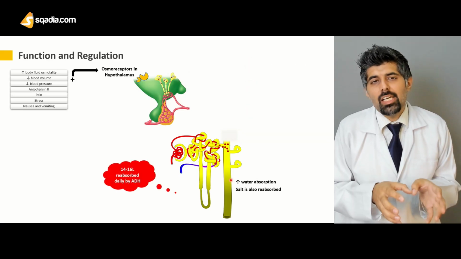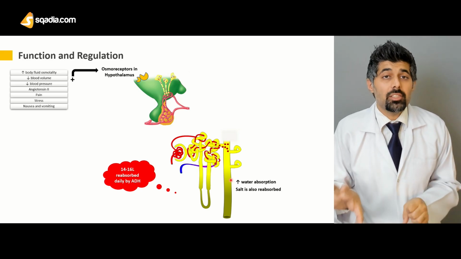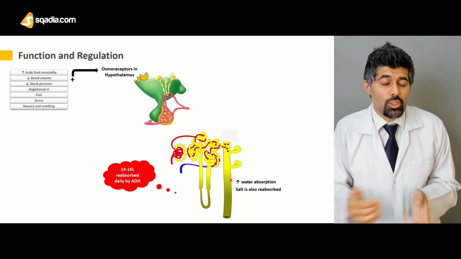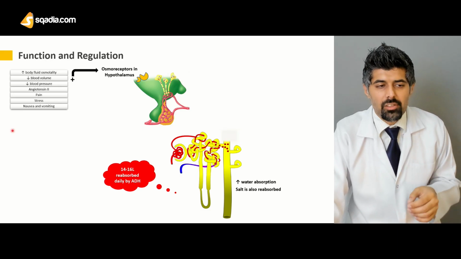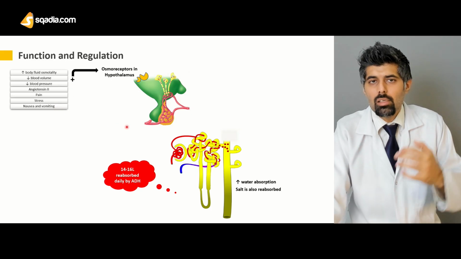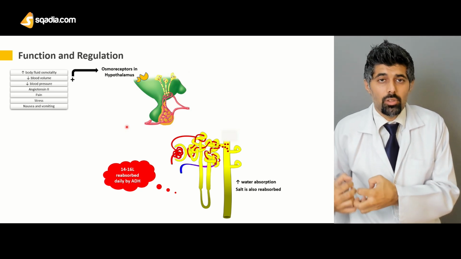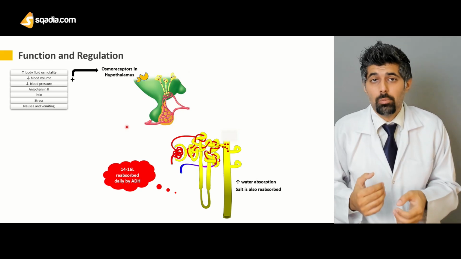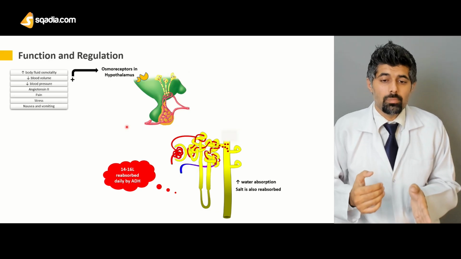So because of the ADH, there's usually about 14 to 16 liters of water being reabsorbed into the systemic circulation on a daily basis. So even if we do not have these triggers which increase the secretion of ADH, ADH normally reabsorbs about 14 to 16 liters of water in a 24 hour span. That is a lot of water being reabsorbed, and that is the reason it is known as the antidiuretic hormone.